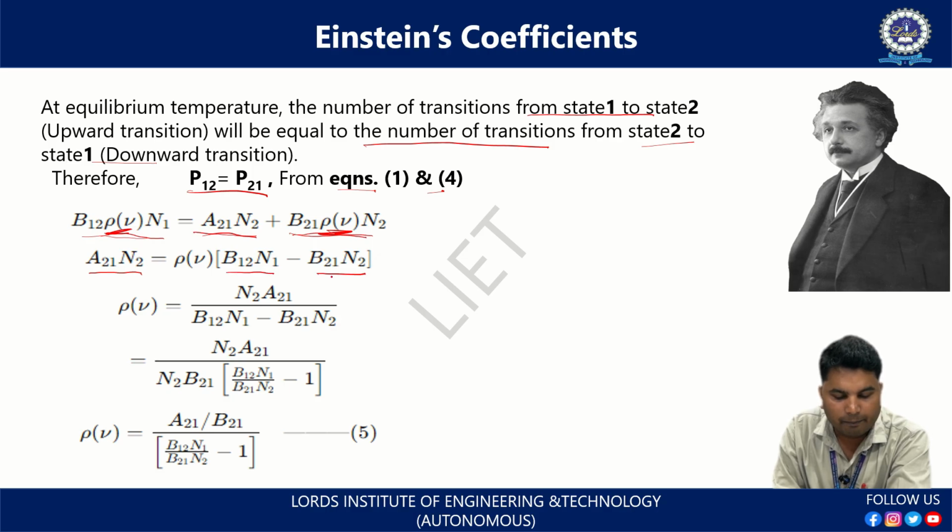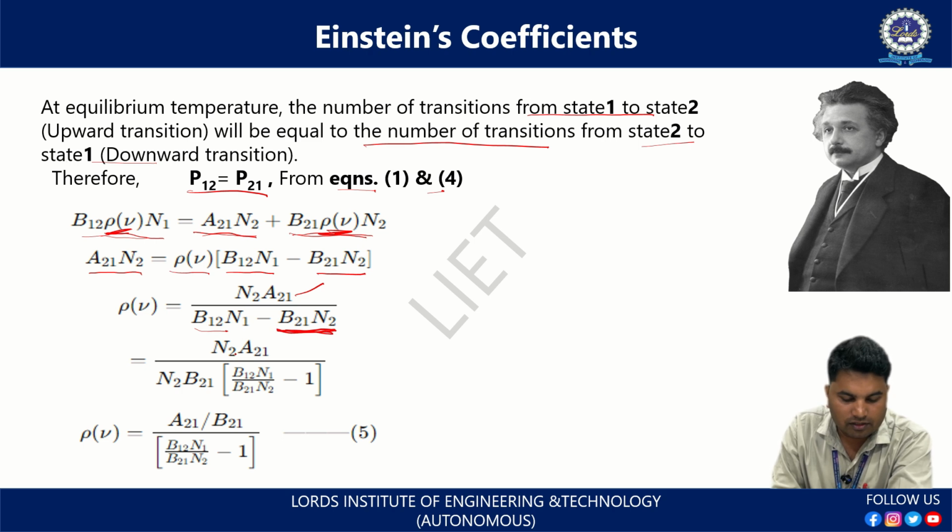B12 N1 minus B21 N2. Now, let's write this equation in terms of rho of nu. So, rho of nu is equal to N2 A21 divided by B12 N1 minus B21 N2. Now, from this equation, let's take B21 N2 common in the denominator.